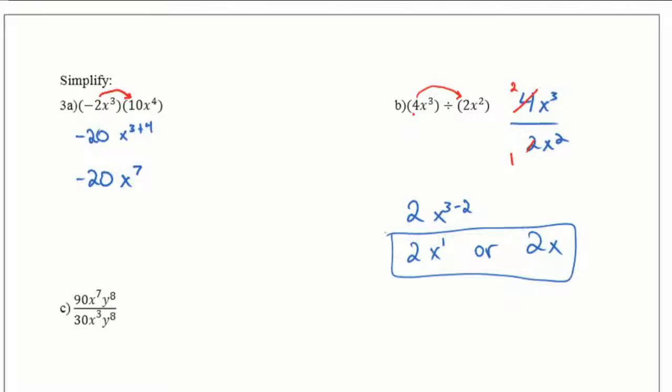So I divide the 4 and the 2, because they're my coefficients up front. I have the same base, so I deal with my exponents, and because I'm dividing, I'm subtracting those.